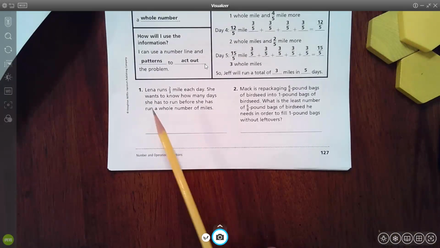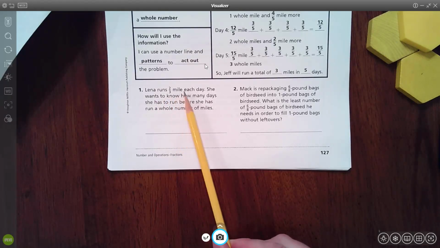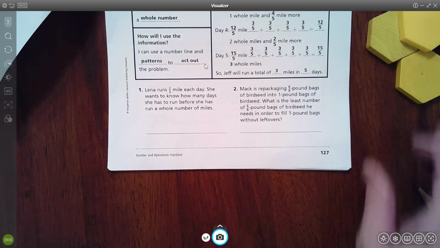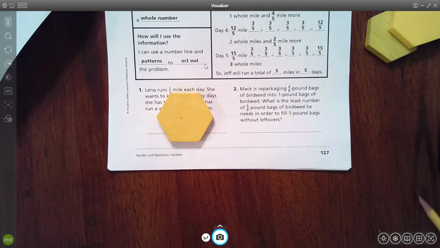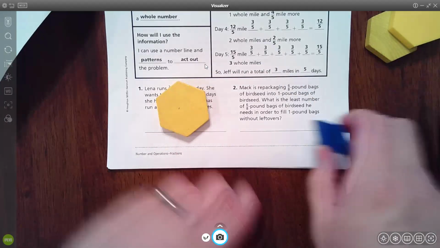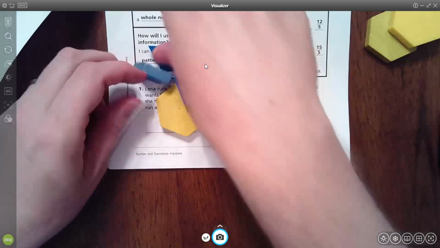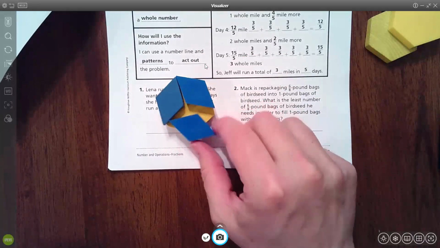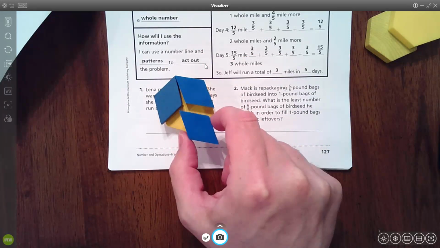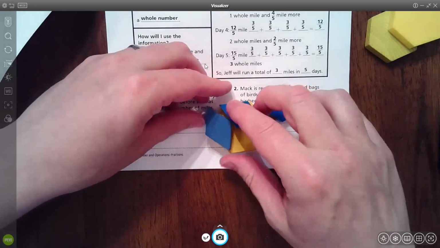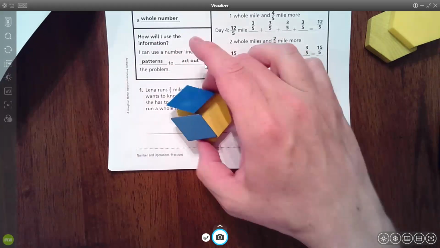Problem 1 says, Lena runs 2/3 mile each day. She wants to know how many days she has to run before she has run a whole number of miles. So the same thing Jeff was trying to do. I'm going to bring in some of these pattern blocks. If this is 1 whole mile, then the blue pieces, 3 of them make up 1 whole mile, which makes these blue pieces each 1/3, 1 out of 3. So a blue piece is 1/3. This is saying that she runs 2/3 of a mile each day. So that means she's running this much each day.